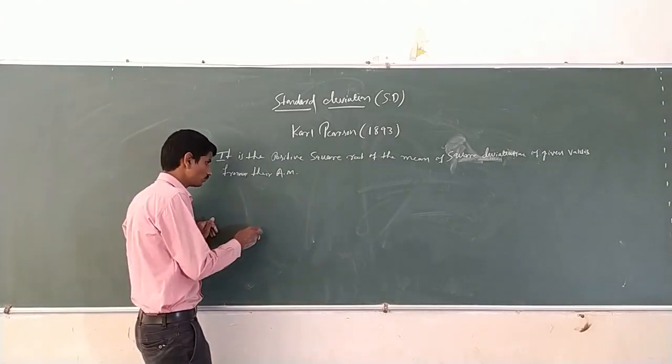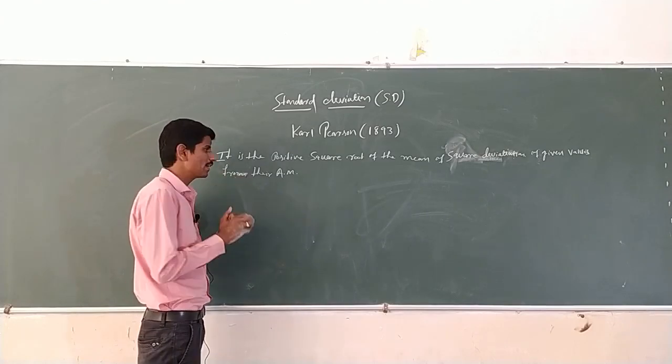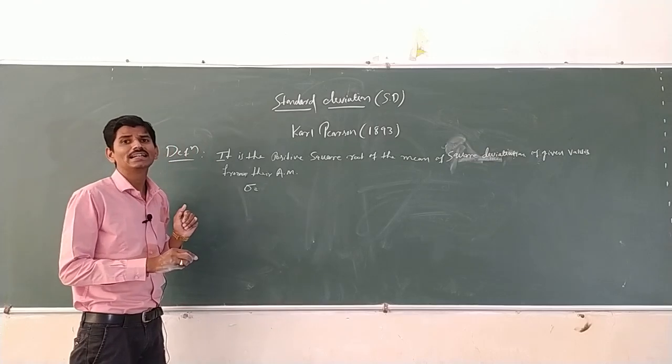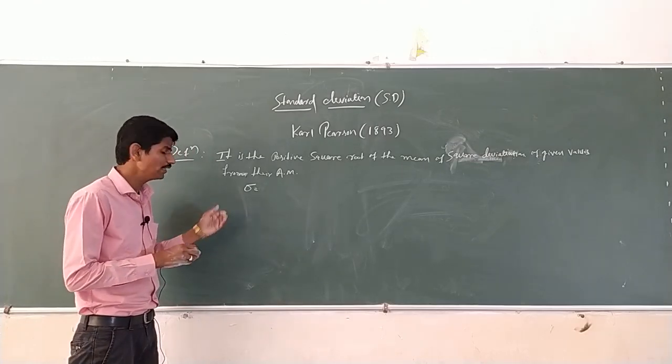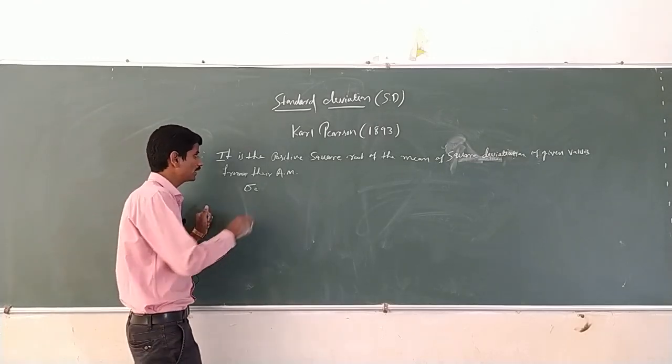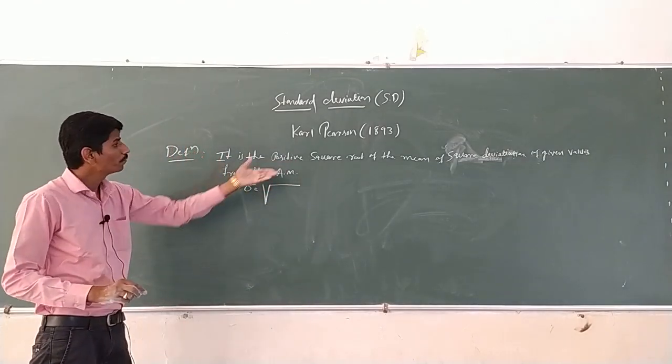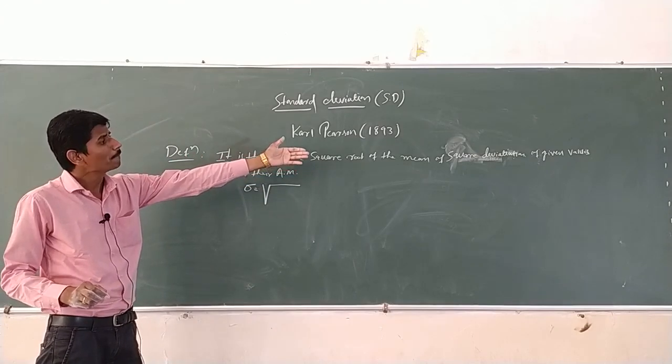Here the standard deviation is denoted by sigma. Sigma is a Greek letter. Here sigma equals the positive square root of the mean of the square deviation.